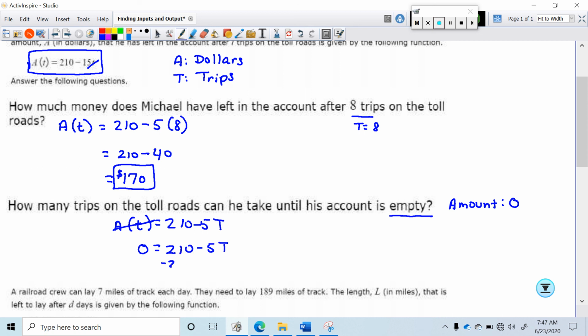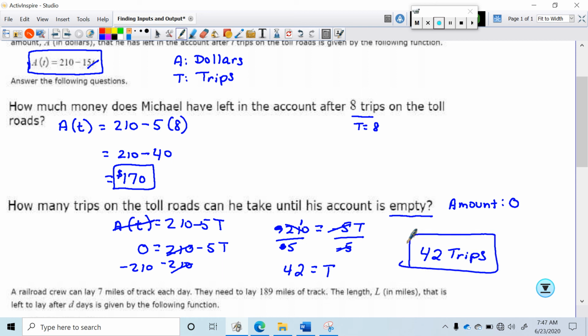So I'm going to subtract 210 from both sides. So 0 take away 210 is negative 210 equals, opposites cancel, negative 15T. Divide both sides by negative 15. Top negative cancels with bottom negative. 210 divided by 15 is 14. So he can take 14 trips with the amount of money he has. That's when his account would be empty.